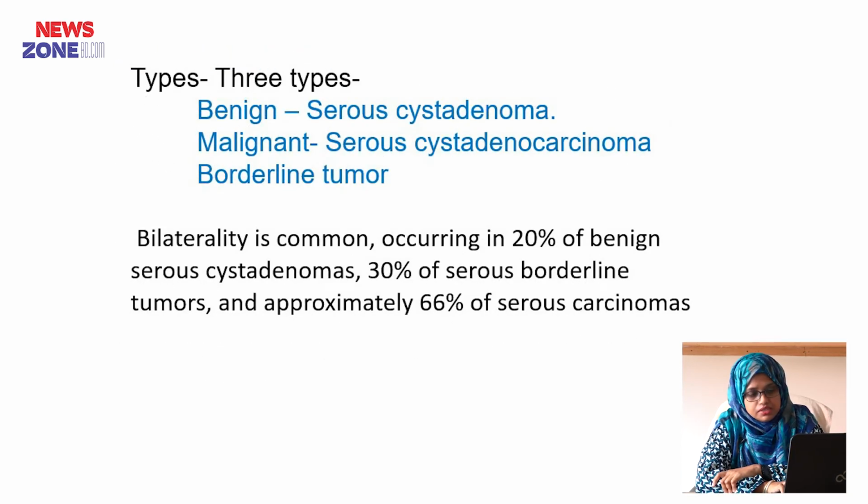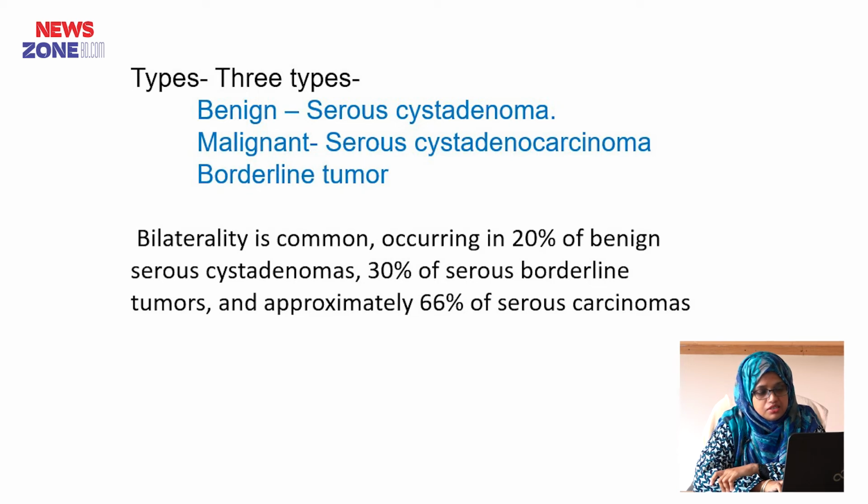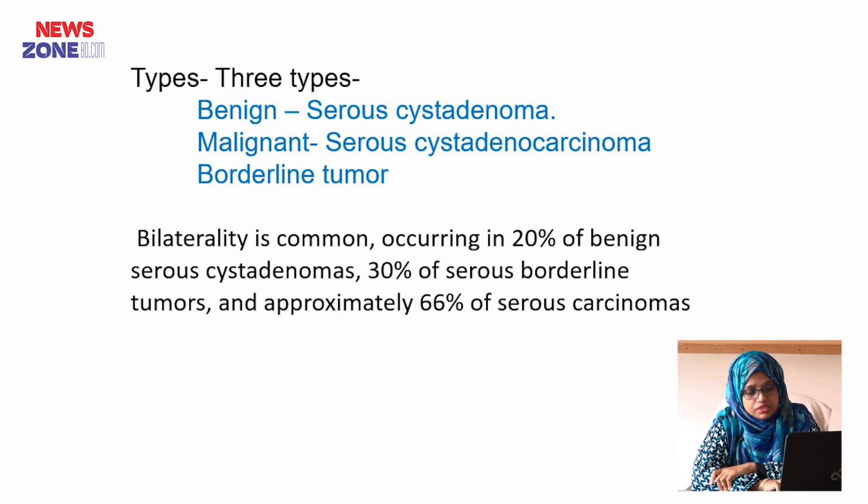This serous tumor is classified into 3 categories, that is benign. When it is benign, it is called serous cyst adenoma. It may be borderline tumor or malignant tumor. When it is malignant, it is known as serous cyst adenocarcinoma. And clinically, these serous tumors are present bilaterally, occurring in 20% of benign serous cyst adenoma. In 30% cases, it may be serous borderline tumor, and approximately 66% cases, it may be serous carcinoma.